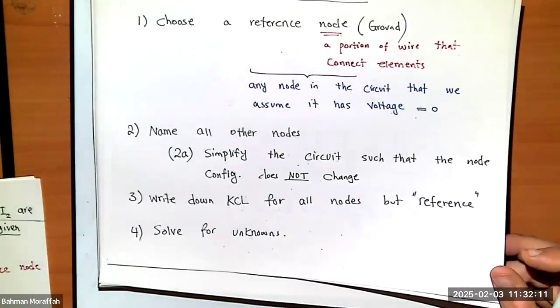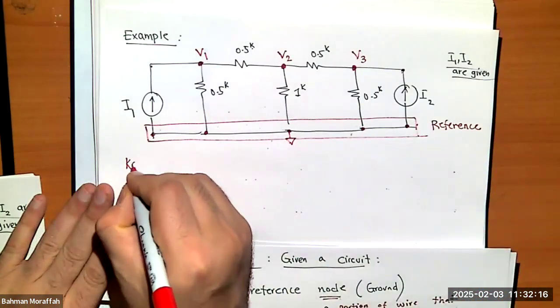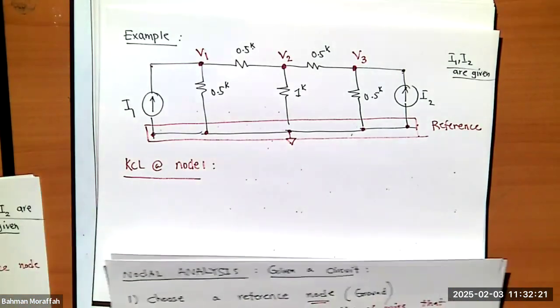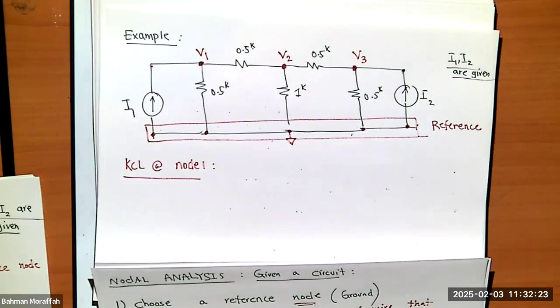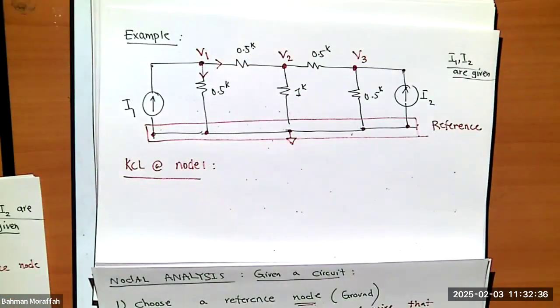I'm going to have to write KCL at every single node that I have but the reference. So let's start by writing a KCL at node 1. What does KCL tell me? It tells me whatever current goes in should come out, right? So I'm going to assume a bunch of directions. I'm going to assume all the currents over here are going out. Why? Because I wanted to. If you want, you could assume all the currents are going in. Unless you're given the direction, you can assume whatever direction you want.